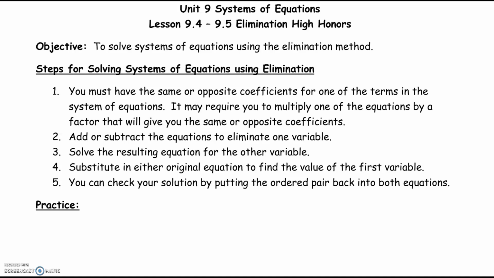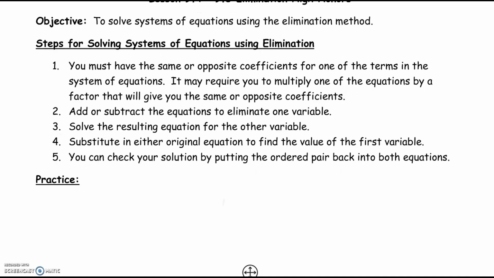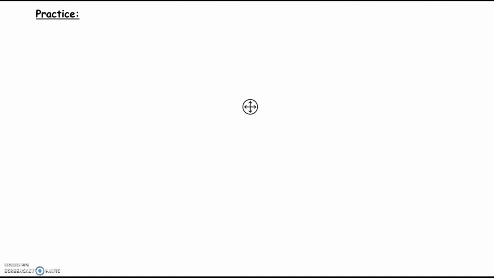Step 3 says solve the resulting equation for the other variable. Then you'll use substitution to put it into either of the equations to find the value of the first variable. You can always check your solution by putting the ordered pair back into both equations. So let's do some practice. Okay, here's the first one.